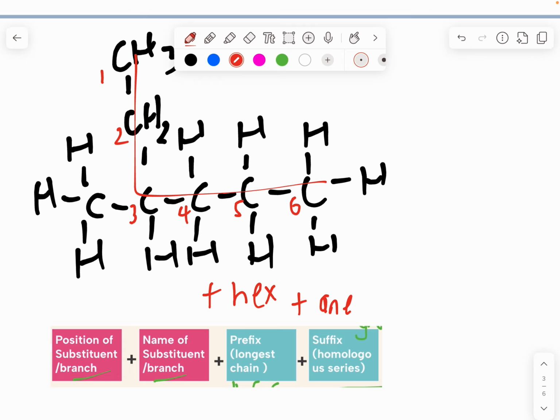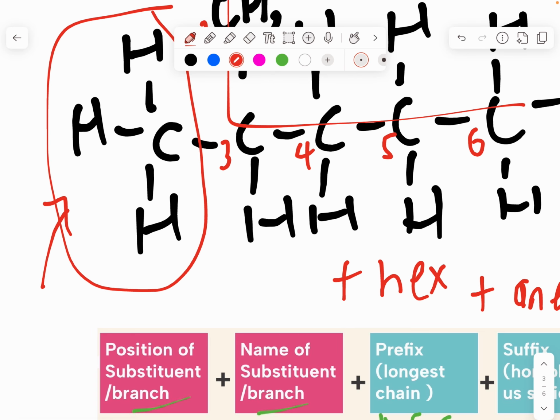Substituent, we do have an alkyl group. Actually, the alkyl group is here, CH3, because it's not in the main skeleton, right? It's actually a branch. So this, we're gonna give it its own name. Since it's CH3, that's an alkyl group. It has 1 less hydrogen than the corresponding alkane, so it's an alkyl group, right? So it's going to be meth, and since it's an alkyl, it's going to be methyl.